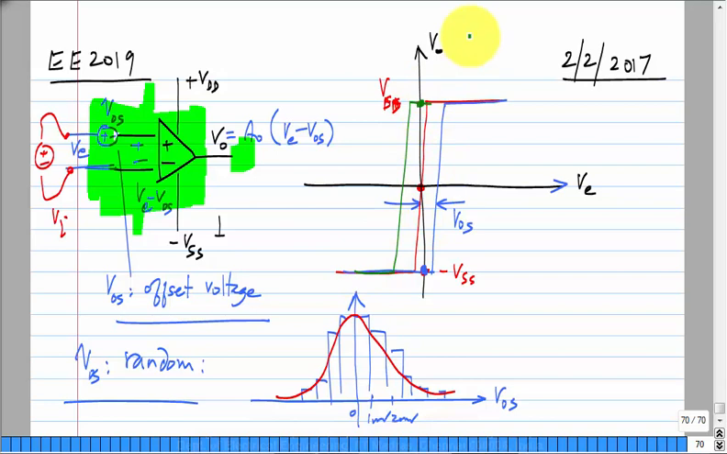And this is exactly what will happen if you go to the lab and try this. You apply supplies to the op amp and tie both inputs to ground and measure the output. It will not be 0. It's very likely to be saturated either positively or negatively. Okay.